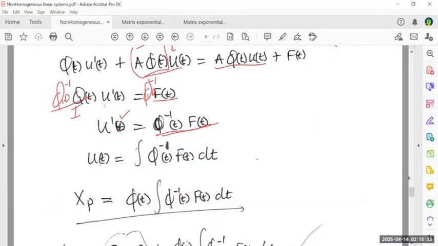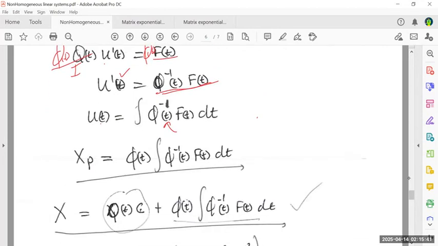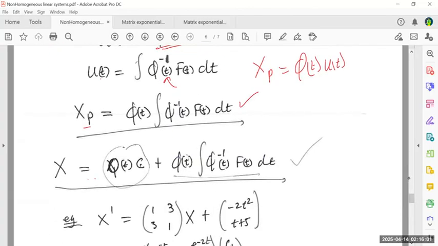And what it means is if you find the wrong phi of t, you also feed the wrong information into the particular integral. The particular integral will then be given by, remember, xp equals phi of t times u of t. So we have found u of t. We just have to multiply it by phi of t to get the particular integral. Then the general solution is given by the complementary solution xc plus xp, directly by the method of what? Variation of parameters.